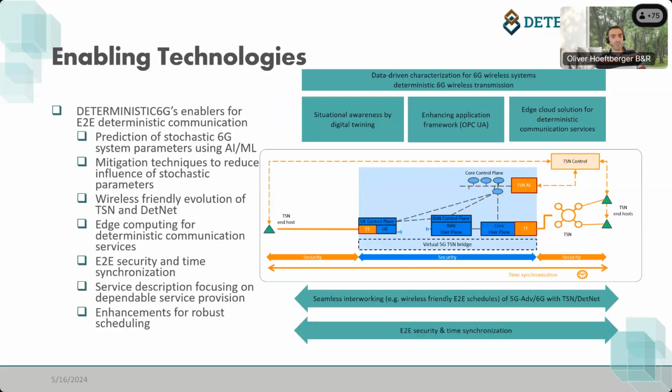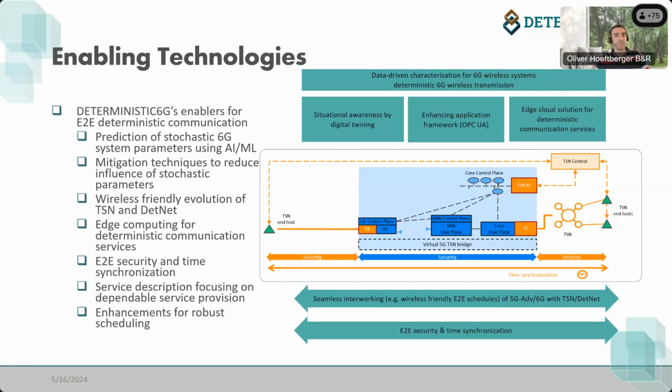The technology we are after in the project is basically data-driven analysis of the wireless 6G system in order to predict different stochastic parameters of the system using AI and ML technologies. Based on that, digital twins of the network, but also the application, can be created that may be used for scheduling and planning algorithms in order to optimize the production systems.